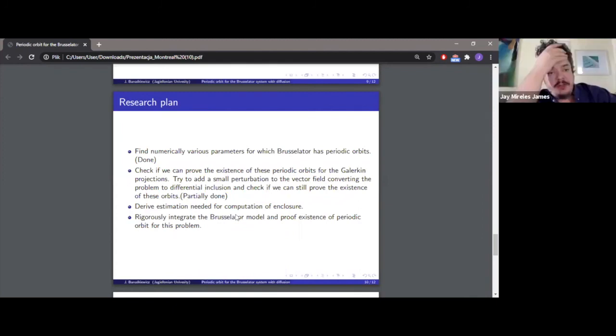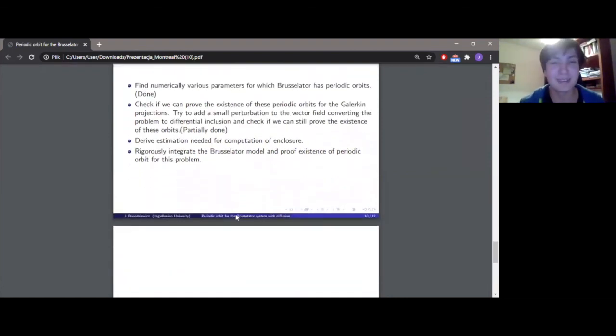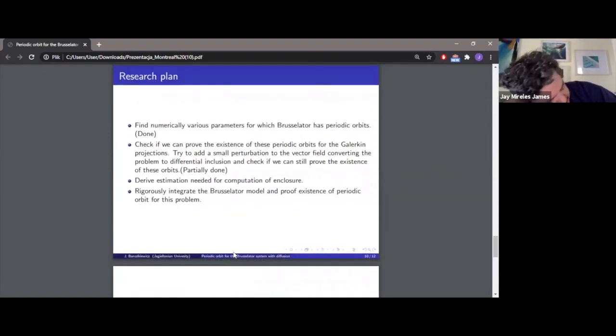I guess you need a C1 integrator to do at least the covering relations. No, I think covering relations are C0, but I'm not sure. Some conditions are C1, but I'm not sure. I'm not an expert, so sorry. No, I think you're right.